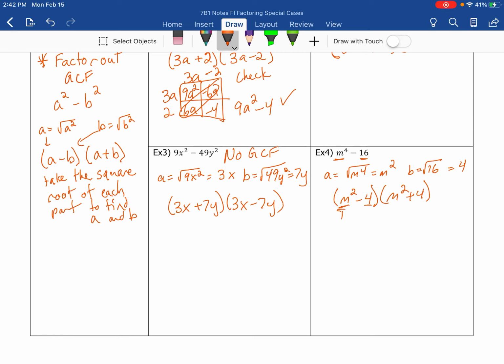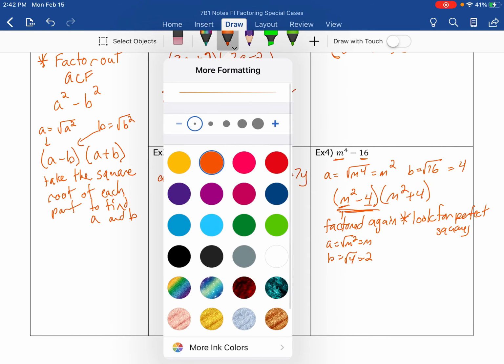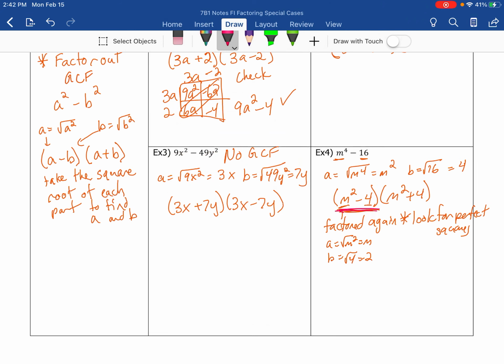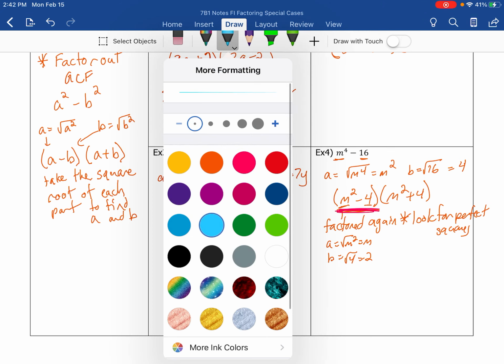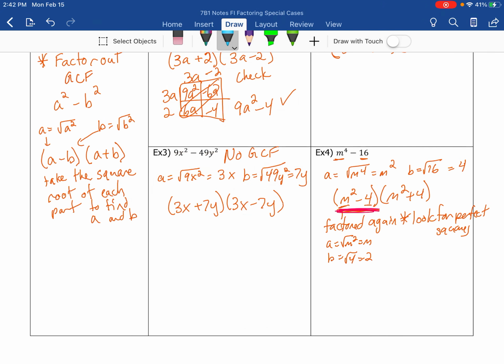Now, you have to be really careful because when you have something like this where you have a squared, these are both perfect squares. So I can actually take this and factor it again. And how do you know? Look for perfect squares. So in this case, my a would be the square root of m squared, which is m, and my b term would be the square root of 4, which is 2.